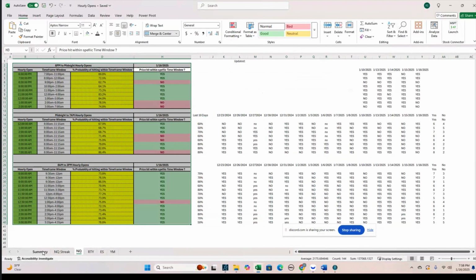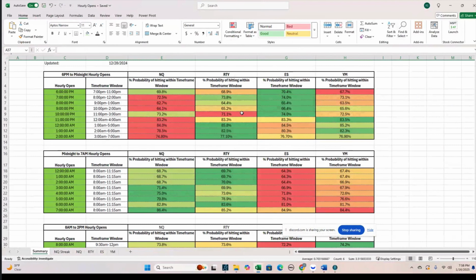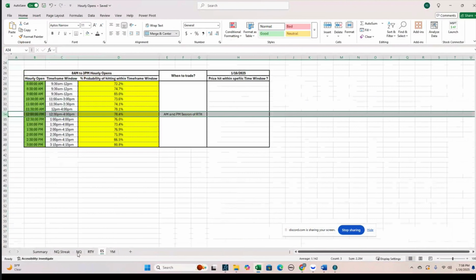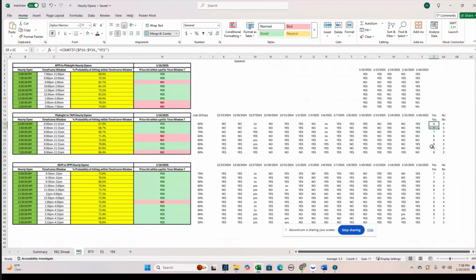You'll get all the summary. You'll be able to see which index does the best. Last time I updated was 12/28, so it's pretty updated, and it doesn't really change at all. So you'll get all this, and I'll even give you this to start off.